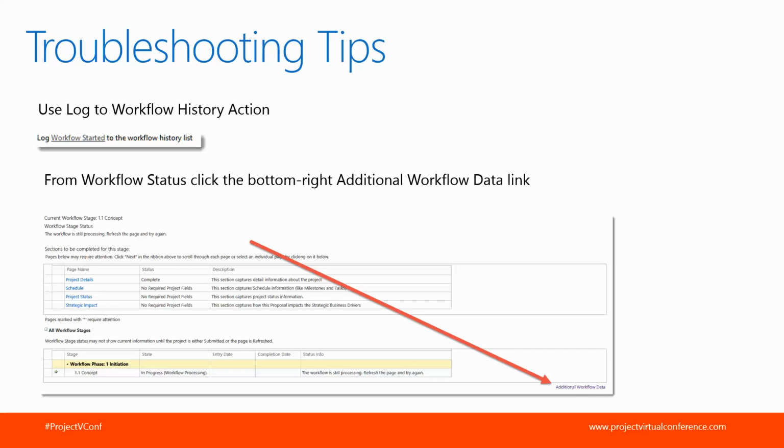And as you are troubleshooting workflows, and you go to what's called the workflow status page in the Project Web App, this is the page that will show you where you're at in workflow. At the bottom right of this page, it's kind of easy to miss, there is a link for additional workflow data. And this will take you to a page that shows more details on why a project may or may not be working in workflow.